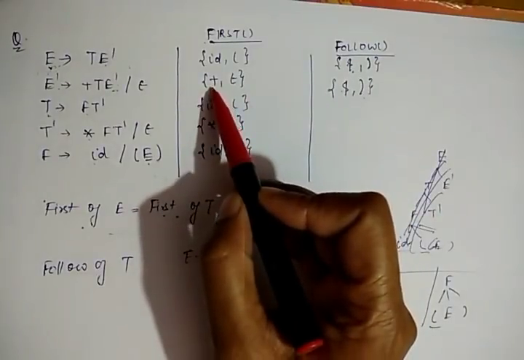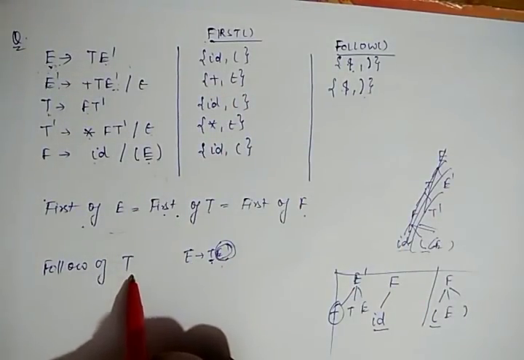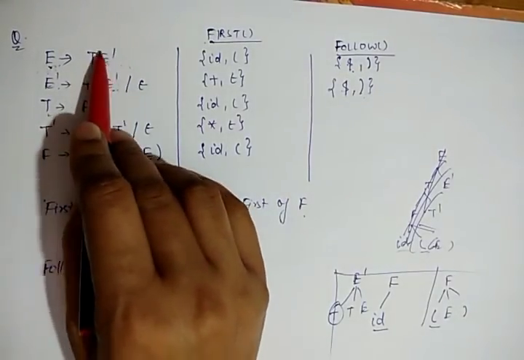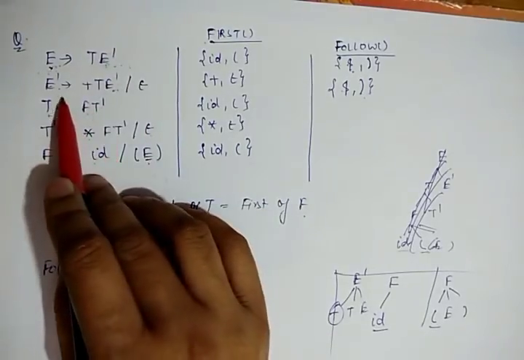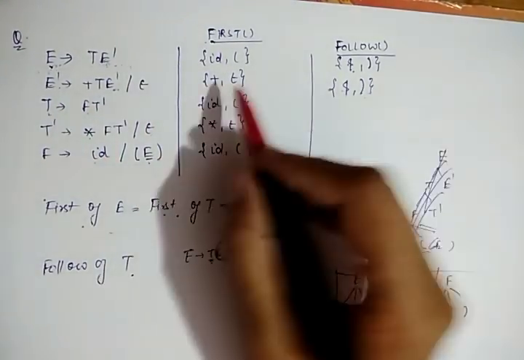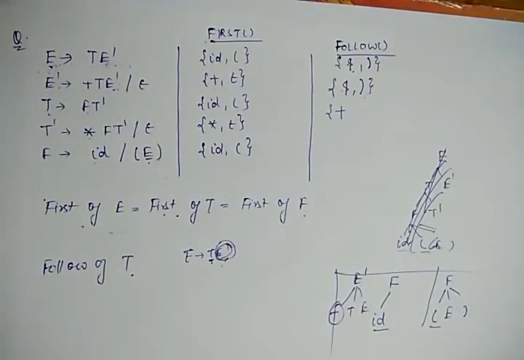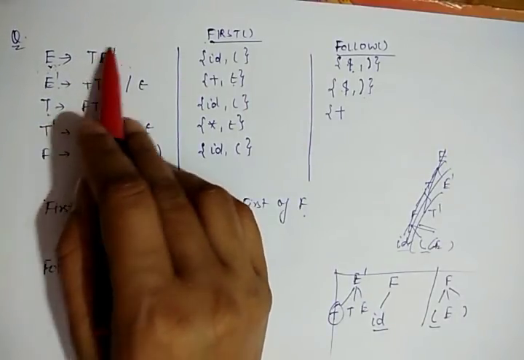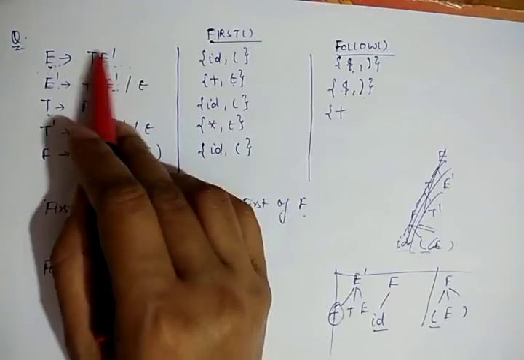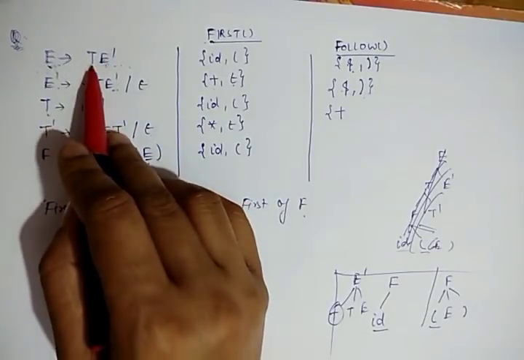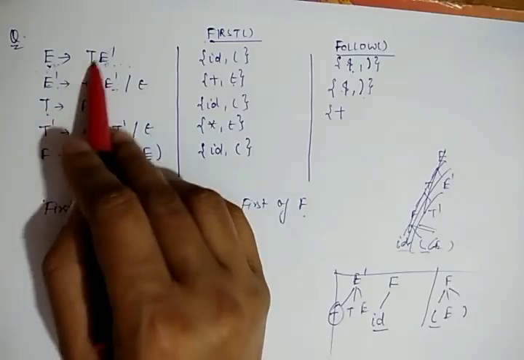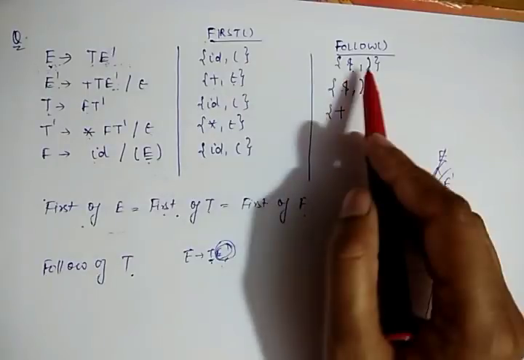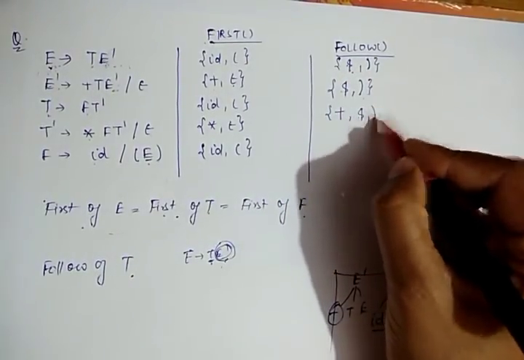Means for finding the follow of T, I am finding the first of E dash, because T is followed by E dash. First of E dash is plus and epsilon. So we consider only plus. And if I put epsilon here, it is discarded and T becomes the rightmost element. And when T becomes the rightmost element, for finding its follow we just find the follow of the left hand side. What is the follow of E dash? Follow of E dash is dollar and close brace.